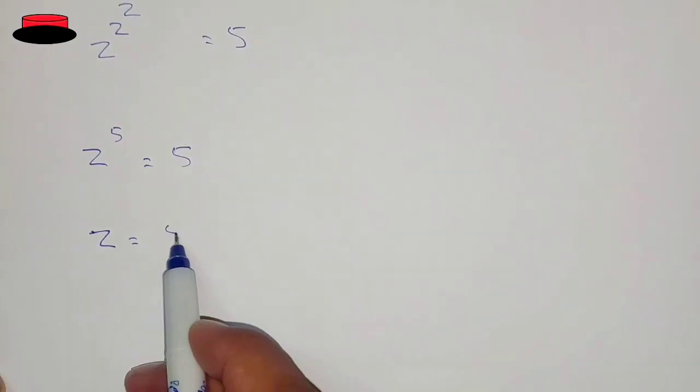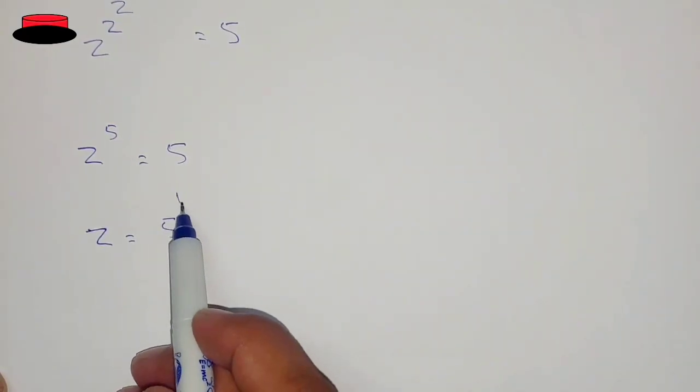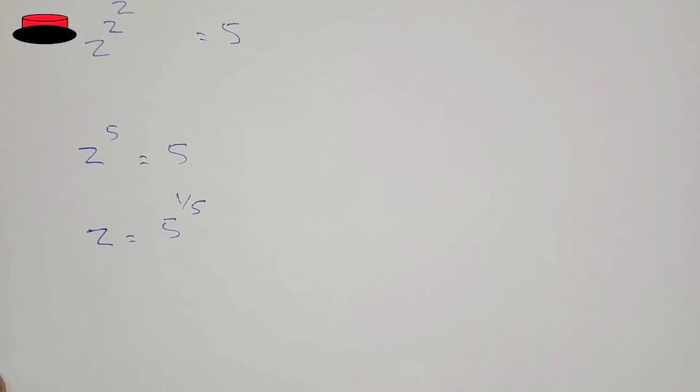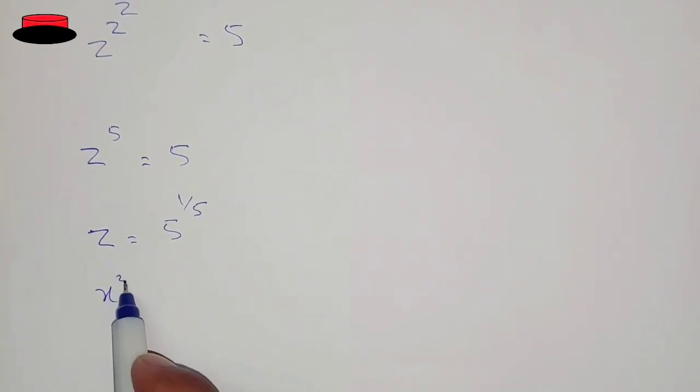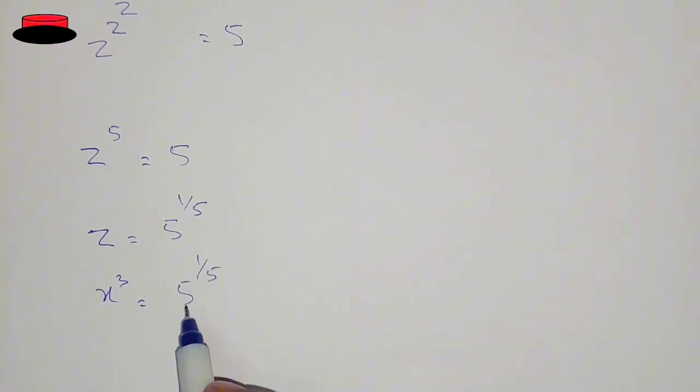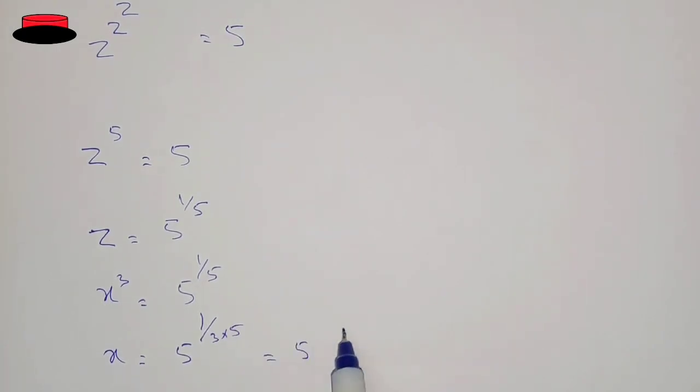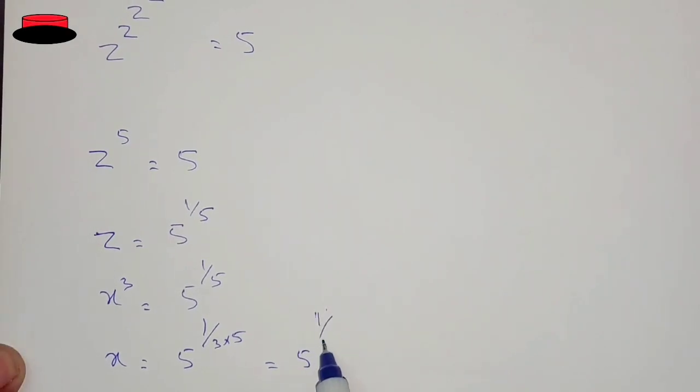Now z = 5^(1/5), if we bring the power to the right hand side, so it will be 1 upon 5. Now replacing the values, x^3 instead of z, so x^3 = 5^(1/5). Therefore x will be equal to 5^(1/(3×5)). So the answer will be x = 5^(1/15). So this is the value of x.